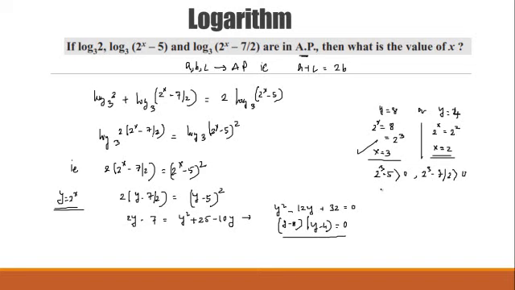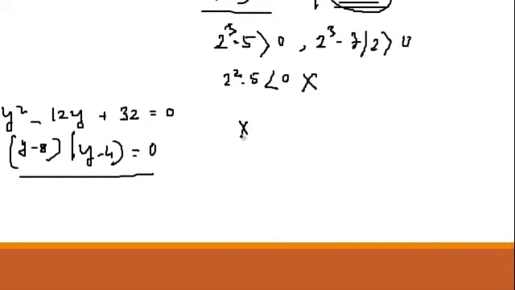Once we put x equals 2, 2 to the power 2 minus 5 is less than 0, so it is not defined. We know that in order to define the log, the number should be positive and the base should also be positive, and both should be real numbers. It is obviously a real number, but it is not a positive number, so in our solution you should exclude the value 2. So the final answer for this problem is x equals 3.